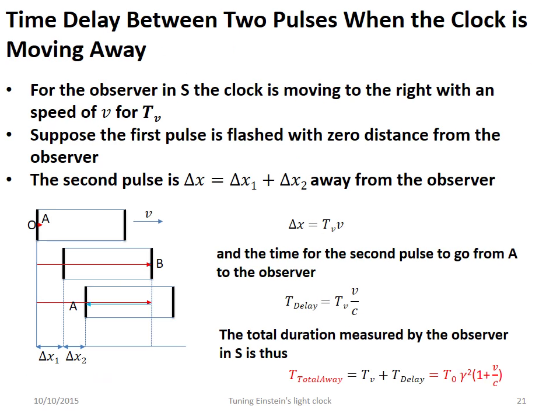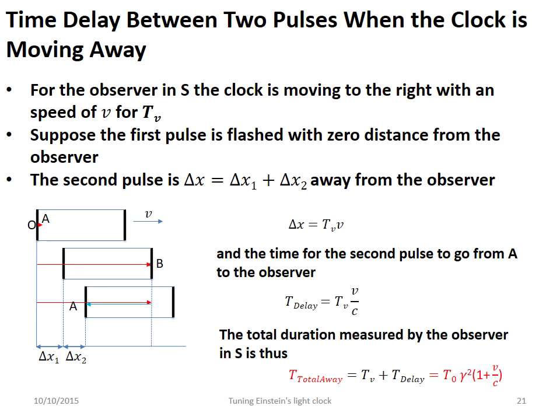Time delay between two pulses when the clock is moving away. For the observer in S, the clock is moving to the right with a speed of v for a duration of tv. Suppose the first pulse is flashed at 0 distance from the observer. The second pulse is dx away from the observer, and the time for the second pulse to go from A to the observer is the time delay, equal to tv times v divided by c.